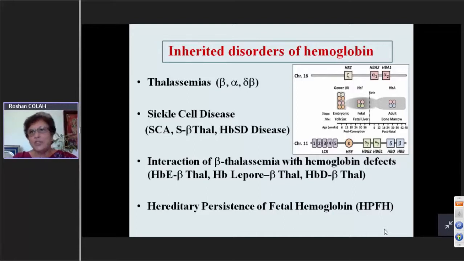Now the thalassemias are a very big group. The common ones among them are the beta thalassemias, the alpha thalassemias, and the delta beta thalassemias, depending on which chain is affected or produced at a reduced rate.